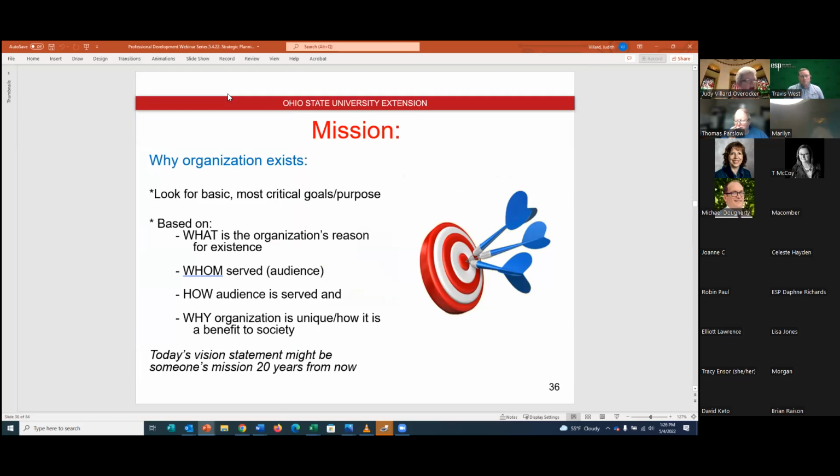I mean, that's a pretty obvious question. Should we exist? Who do we serve? How do we serve them? And why is this organization unique? And why is it a benefit to our community? So when we look at mission, sometimes a mission will become the vision statement, or a vision statement might become a mission statement because we're always moving and growing and changing.